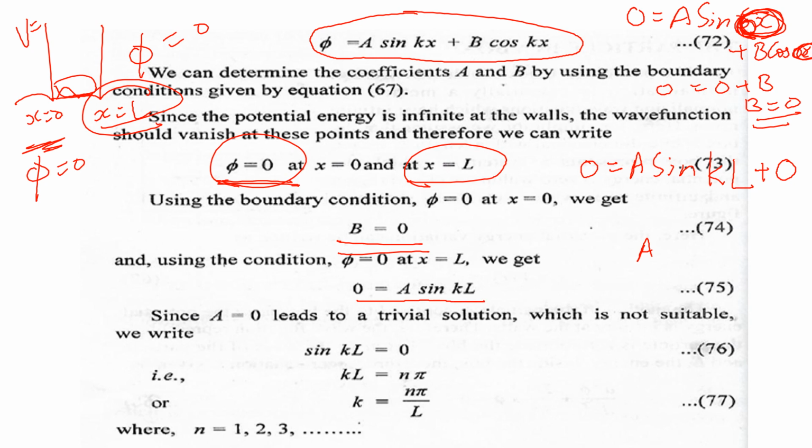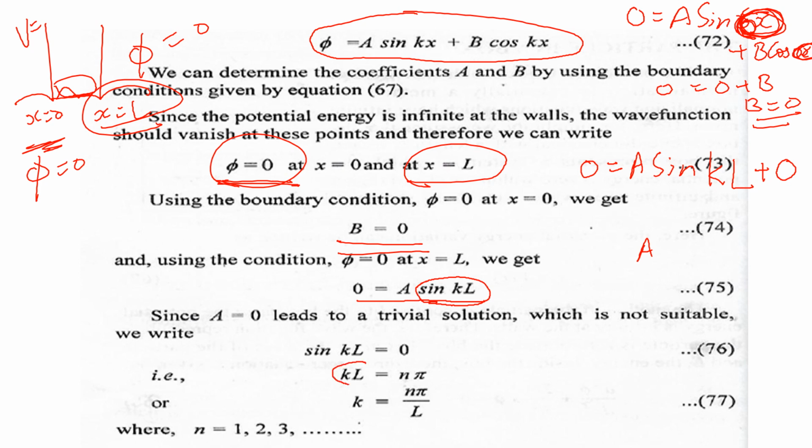But here we cannot put a equal to 0. That will not be suitable, it is a trivial solution. It will lead to the wave function being 0 everywhere. So now the only possibility is sin kL equal to 0.